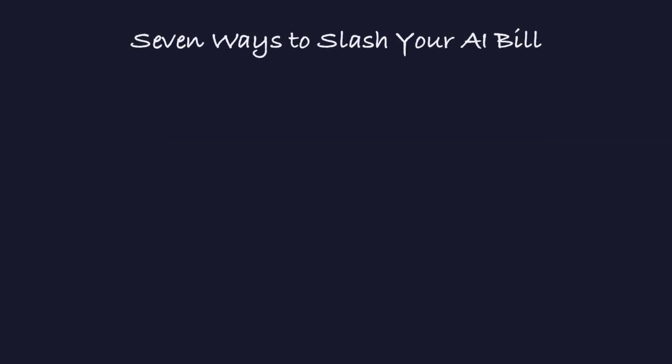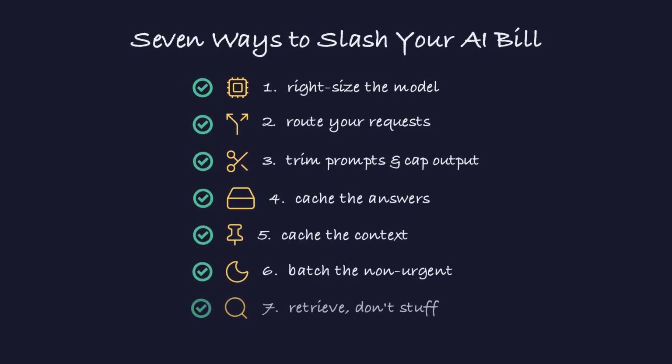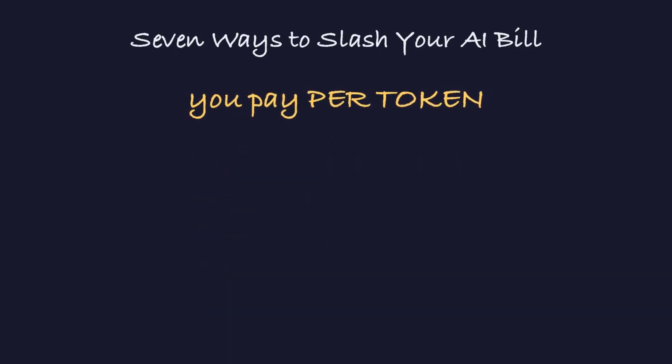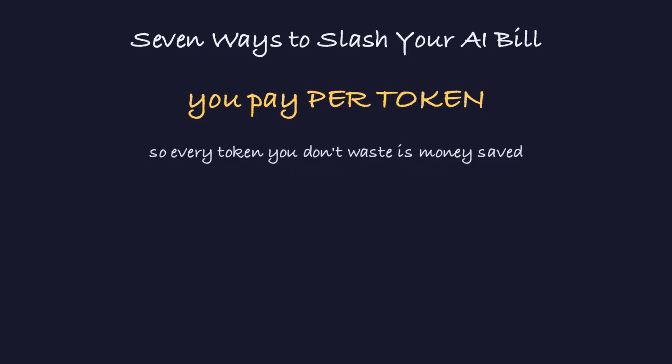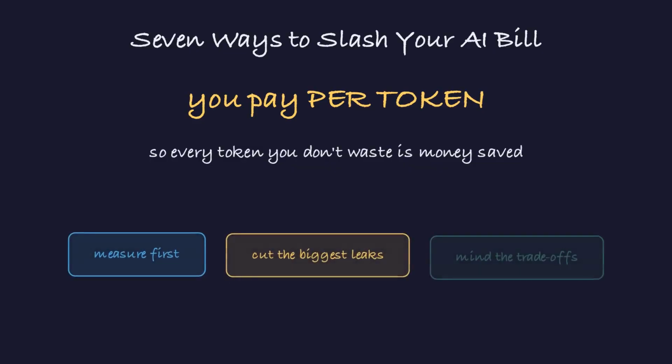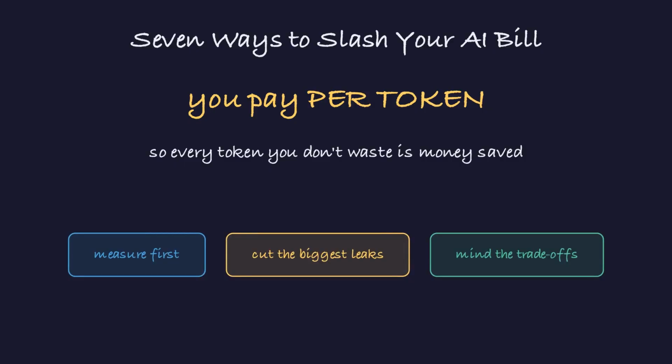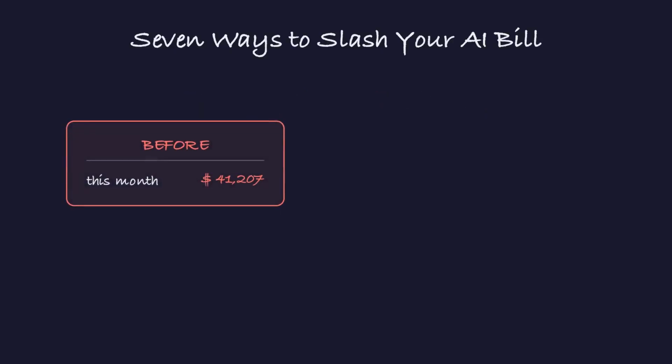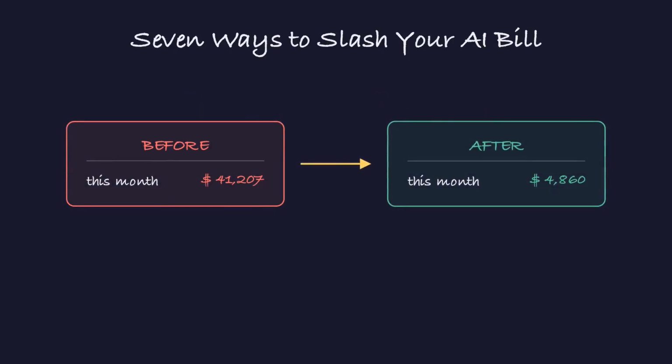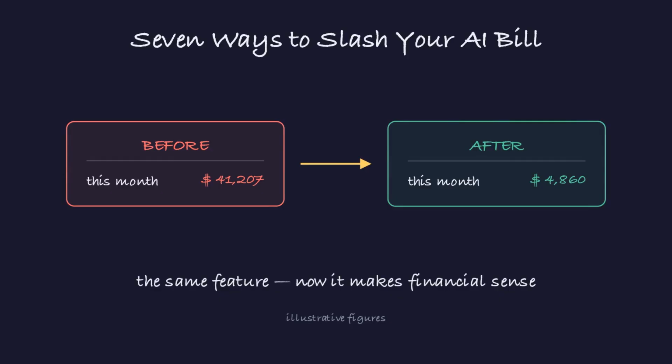So 7 ways to slash your AI bill. Right-size the model. Route your requests. Trim your prompts and your outputs. Cache the answers. Cache the context. Batch the non-urgent. And retrieve instead of stuffing. It all comes back to one idea. You pay per token. So every token you don't waste is money saved. Measure first, cut the biggest leaks, and mind the trade-offs. Do that, and the same feature that terrified you at scale suddenly makes financial sense.